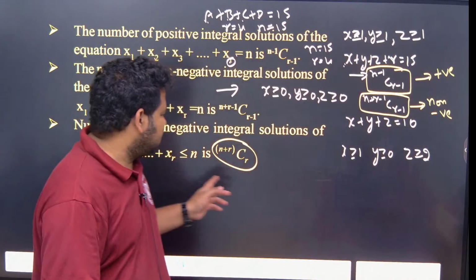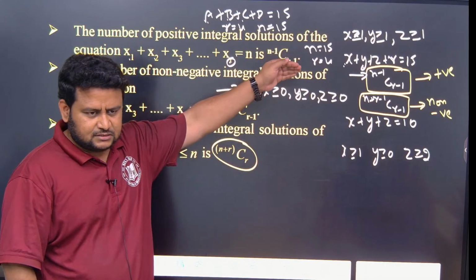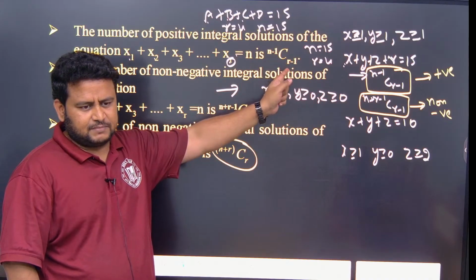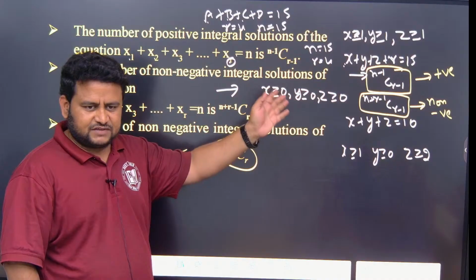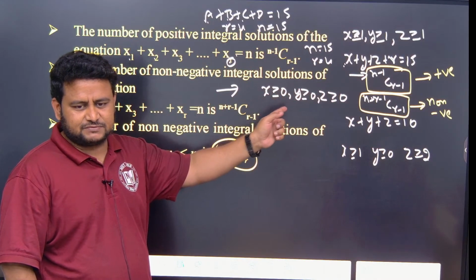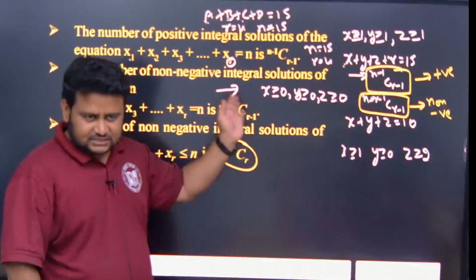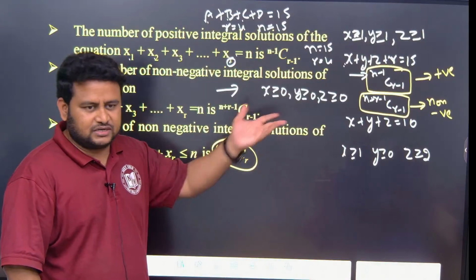Clear? This one, if it is less than or equal to 1, n plus r C r. If it is positive, that is starting from 1, it is n minus 1 C r minus 1. If it is starting from 0, it is n plus r minus 1 C r minus 1. Okay, n is whatever is in the RHS, r is the number of elements in the LHS, x plus y plus z plus, like that it goes on, you count the number.